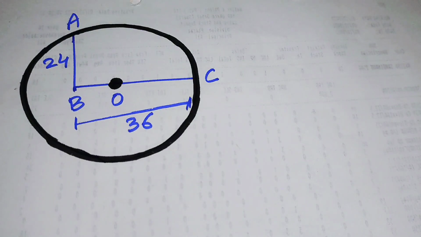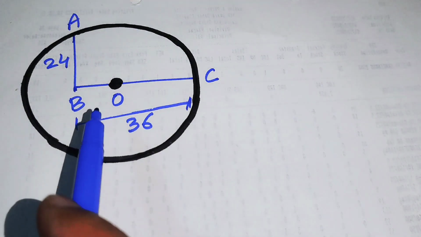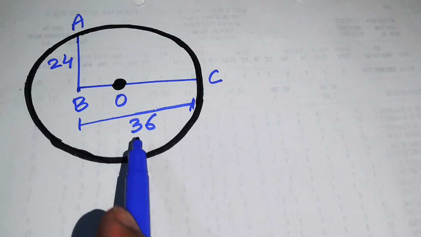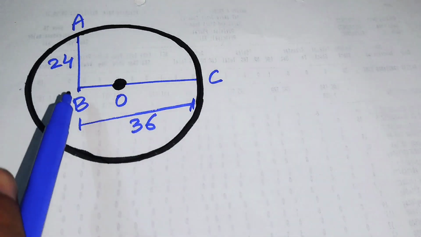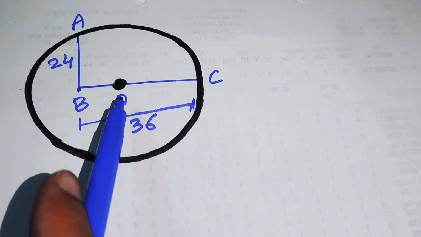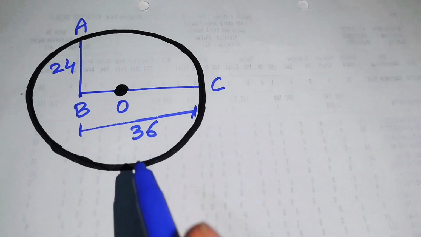In this video we are going to solve this nice math Olympiad geometric challenge. Here we have a circle in which the length of CB is 36 and the length of AB is 24. The point O is the center of the circle, and our aim is to find the value of the radius of the circle.